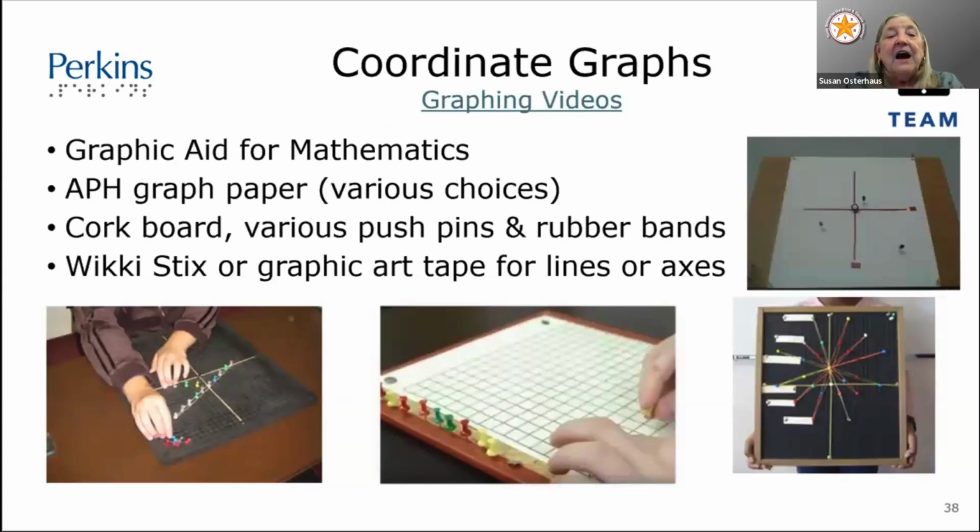Coordinate graphs. Love the graphic aid for mathematics. It's kind of like the protractor. I've gone overboard. Lots and lots of graphing videos for you there. APH graph paper. You can use various choices there. Lots of different sizes and so forth. Besides the graphic aid for mathematics, you can make your own. You can have cork board and put some graph paper on top of that and use push pins and rubber bands. You can use Wiki sticks or graphic art tape for lines or axes, whatever you want to use.